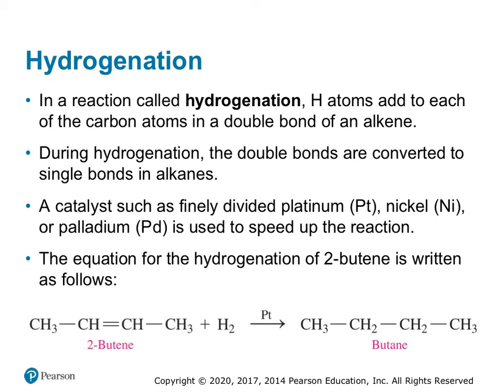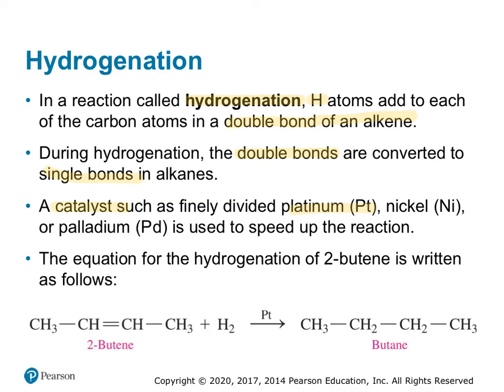The main reaction that alkenes and alkynes can undergo is what's called hydrogenation, which means hydrogen atoms are added to the carbons in the double bond of an alkene or in an alkyne. But hydrogenation means hydrogens are added, so the double bonds have to be removed and converted to a single bond. There's often a catalyst used, such as platinum or nickel or palladium.